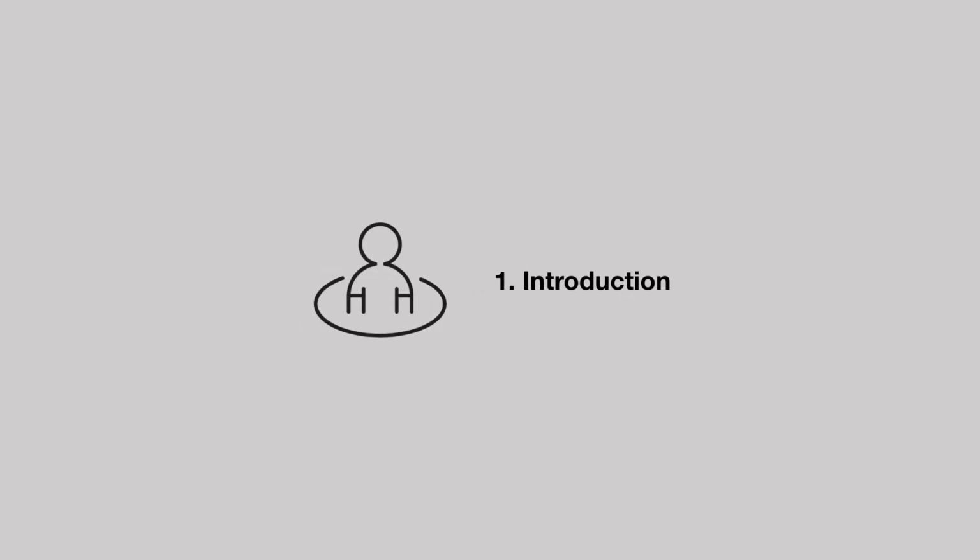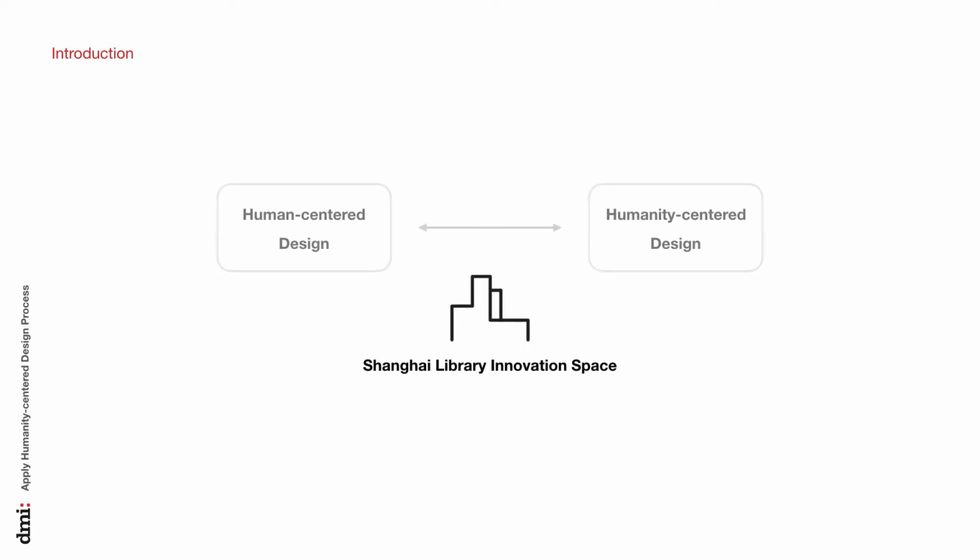Chapter 1, Introduction. In the study, we introduce the concept of humanity-centered design, which is based on the structure of human-centered design by adding 3 engaging layers: individual layer, community layer, and society layer. We also discussed the importance of humanity-centered design in the context of traditional design thinking process. We used the case study, Redesigning the Shanghai Library Innovation Space, to illustrate the concepts.